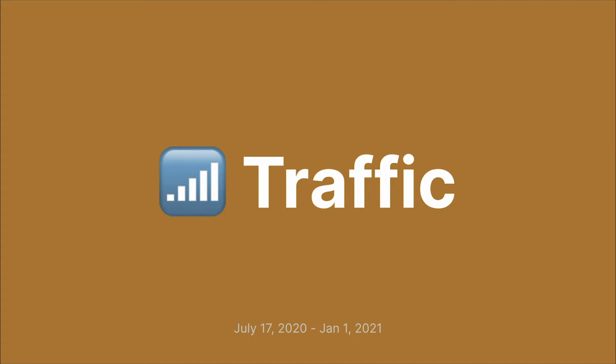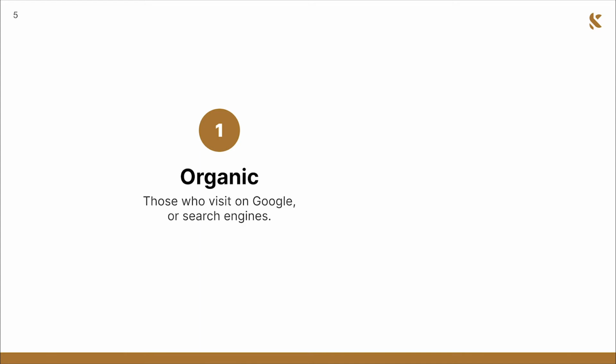Okay, anyways, so you can see that this is for a specific time frame, about a couple months, 5 months or so. But traffic, what are we looking to track within traffic? The acquisition. First thing, there's 2 buckets. There's organic, right? Those who visit on Google or search engines.